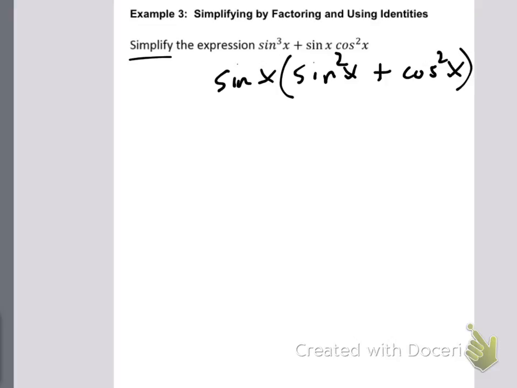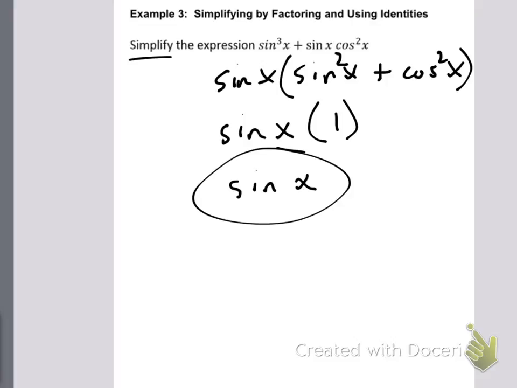Okay, alright, so we factor out a sine x. Now, sine squared plus cosine squared is 1, so we can substitute 1 in for sine squared plus cosine squared. Well, sine x times 1 is sine x.